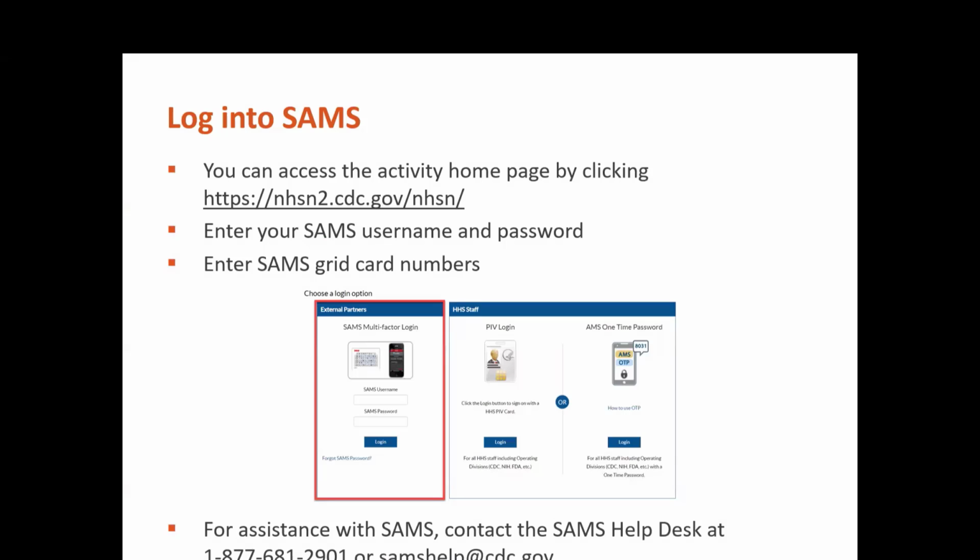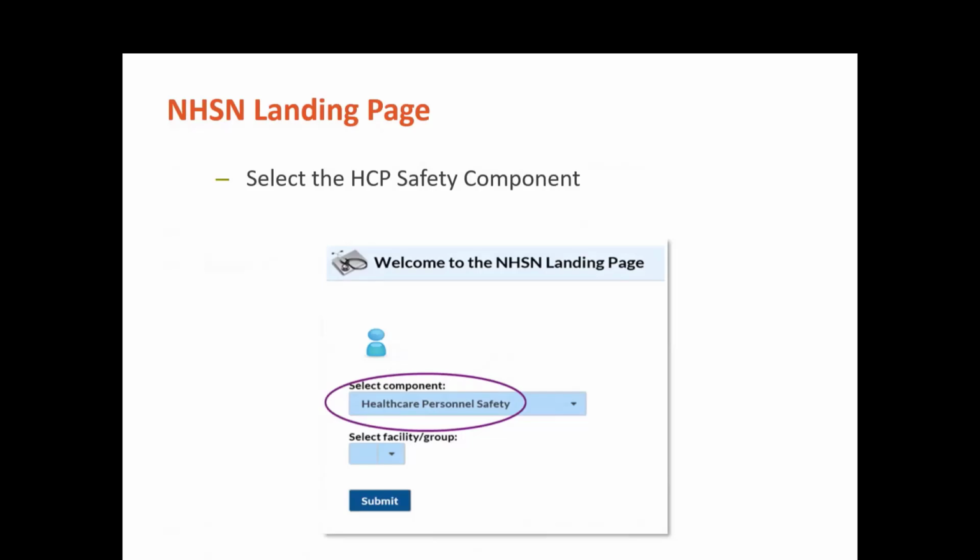First, we will go over how to navigate through NHSN. You can access the activity homepage by clicking on the link listed on the slide. You will then need to enter your SAMS username and password, followed by your SAMS grid card numbers. If you have questions or need assistance with using SAMS, please contact the SAMS Help Desk toll-free by phone or by email using the information listed here. Once you are on the NHSN landing page, facilities will need to select the healthcare personnel safety component in the drop-down box.